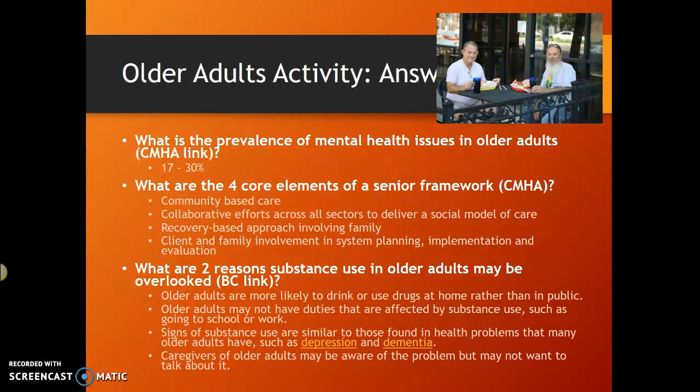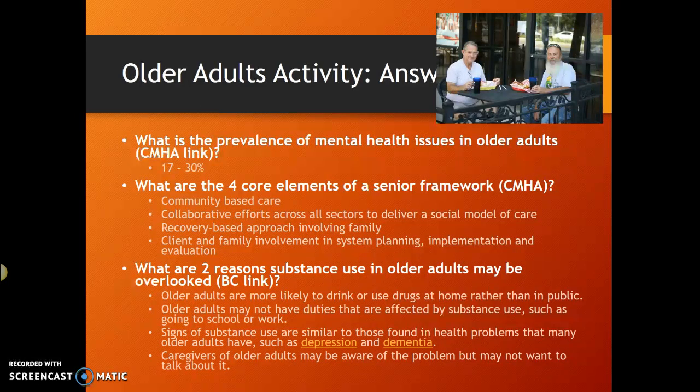All right, answers to your questions. Look at that, I have them already up there for you. So in terms of the prevalence of mental health in older adults, the answer to that is 17 to 30% of older adults. And then what are the 4 core elements of a senior framework as focused by CMHA? One is that it's community-based care. The second is that it's collaborative efforts across all sectors to deliver a social model of care. So that's rooted in knowing that humans are social beings by nature, and that sort of model is probably going to be a best practice when providing treatment.